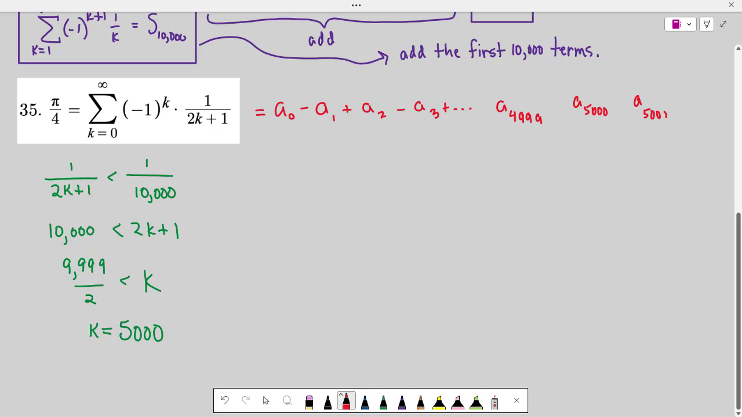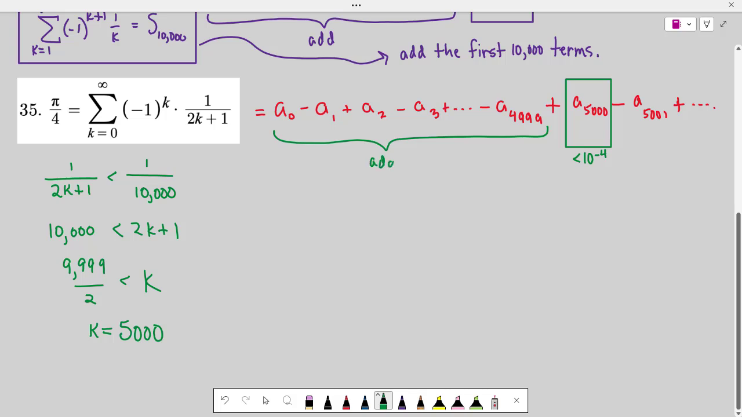The odds are negative, the evens are positive. That should be a negative and then a positive. So there's what the generic terms look like. And we found that when k is 5,000, right there, this is the first term that's less than 10 to the negative 4. So that means we want to add everything in front.